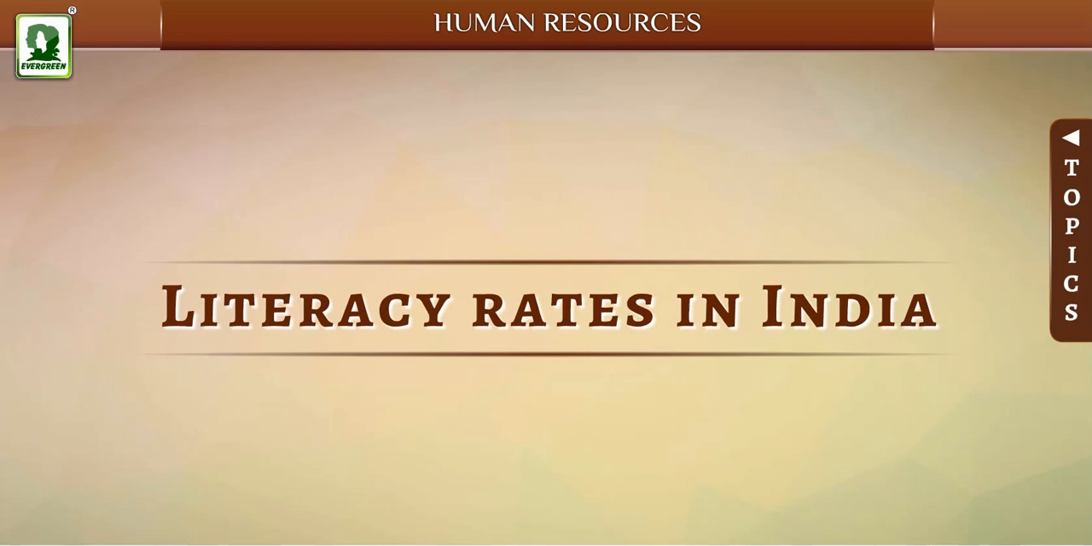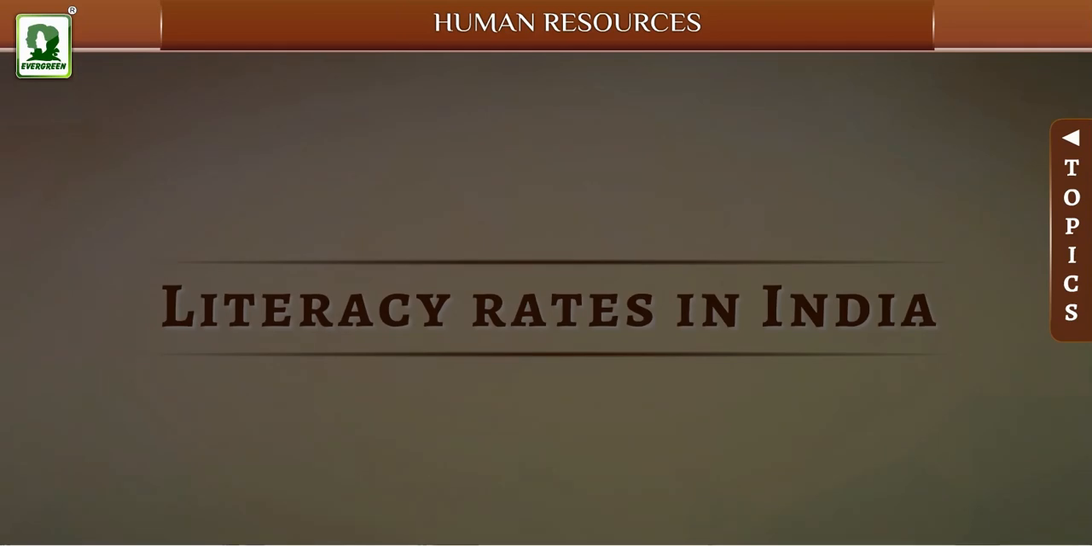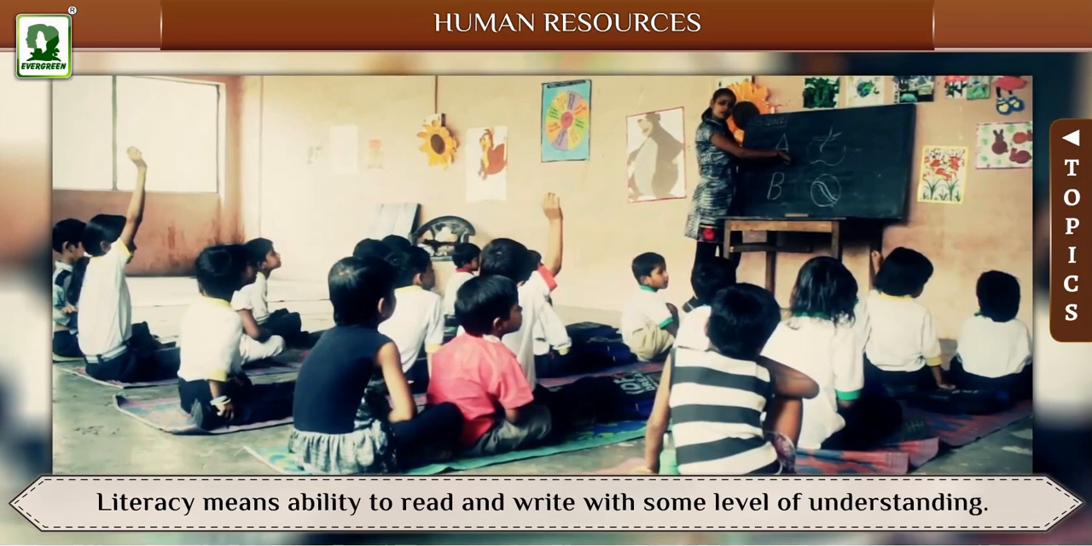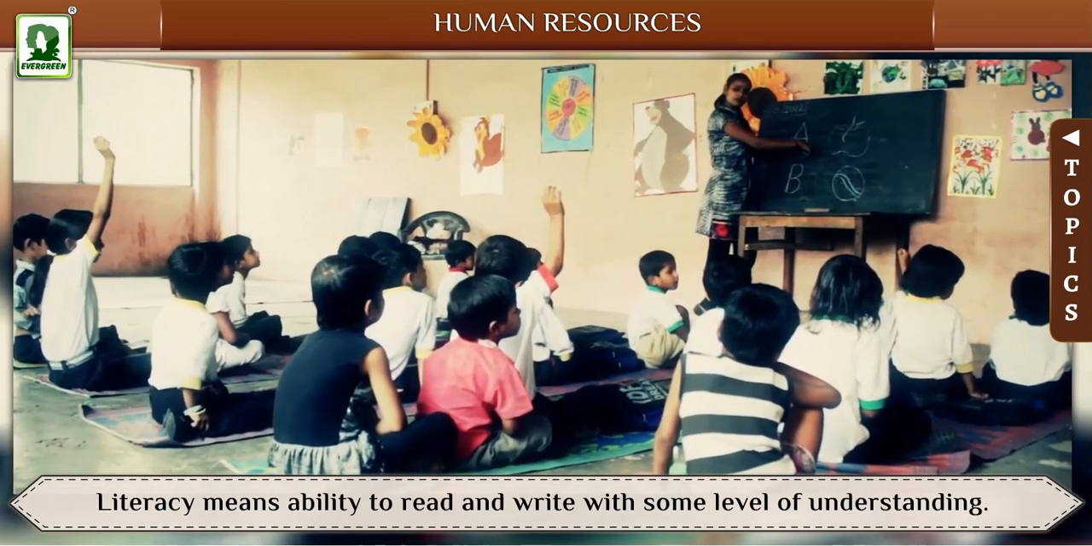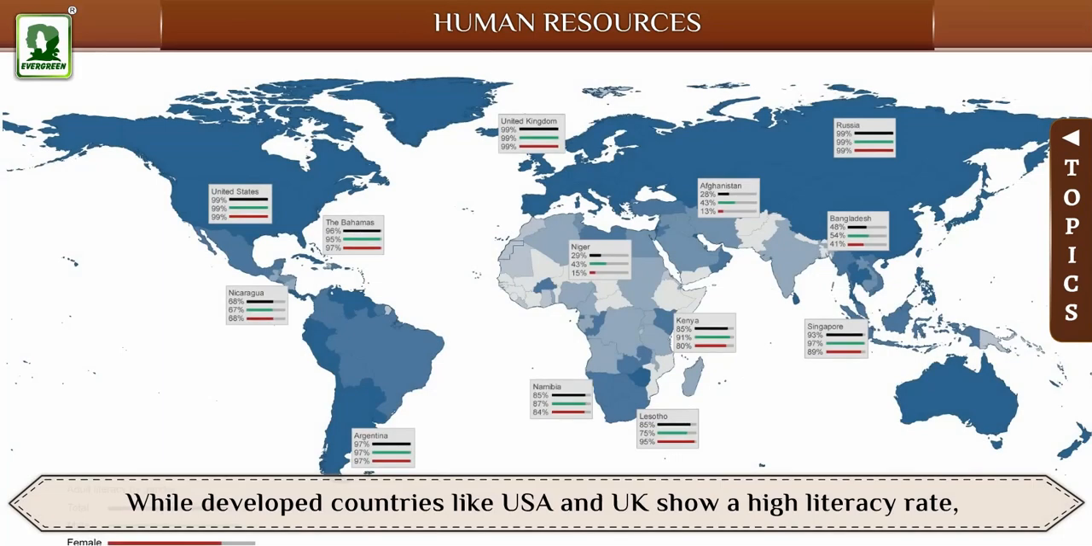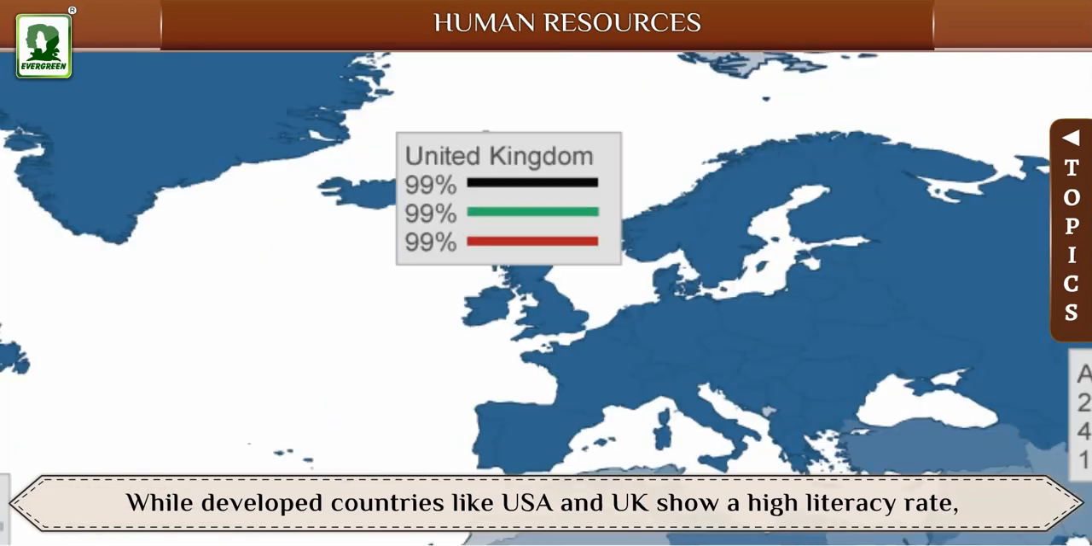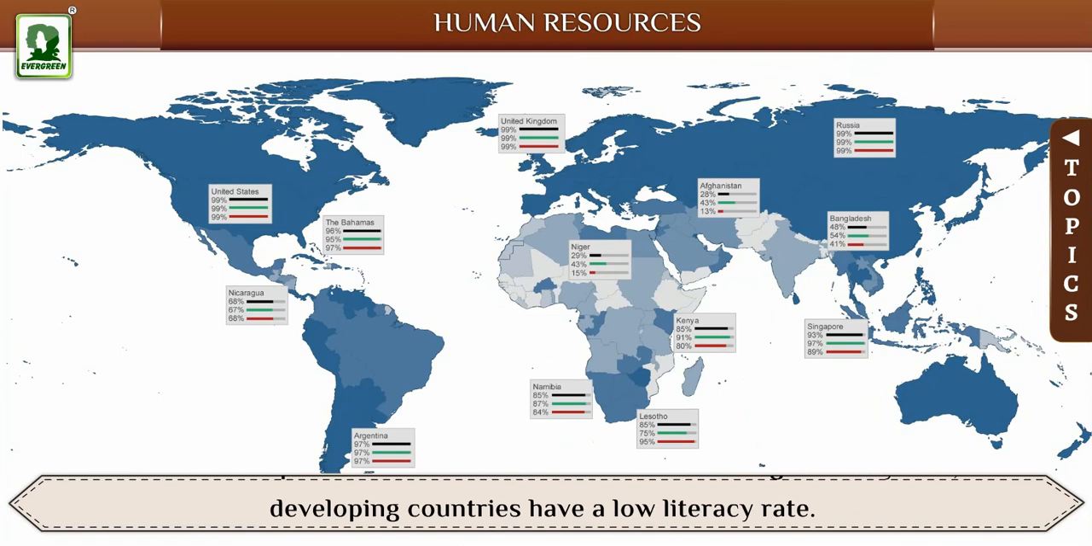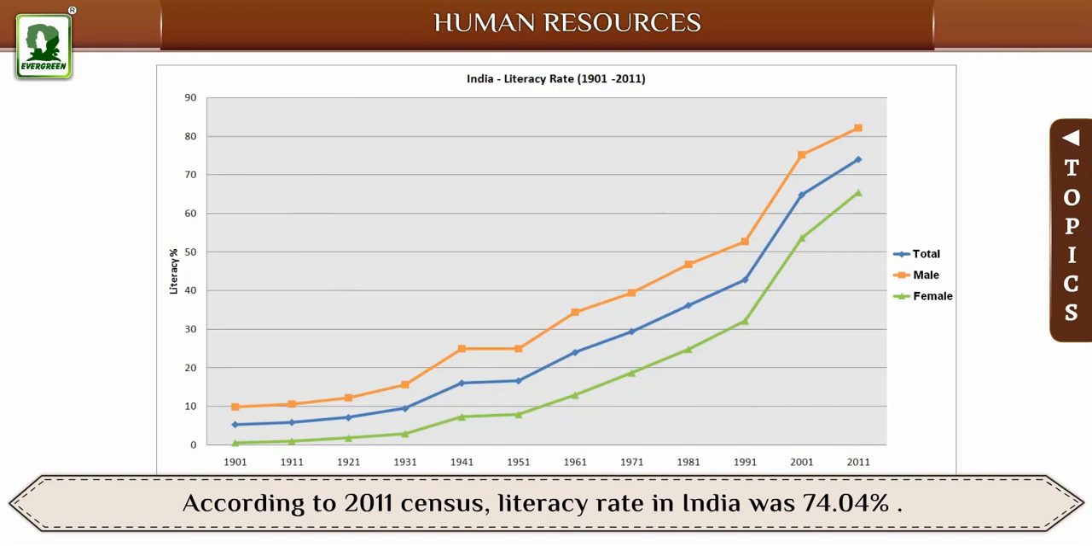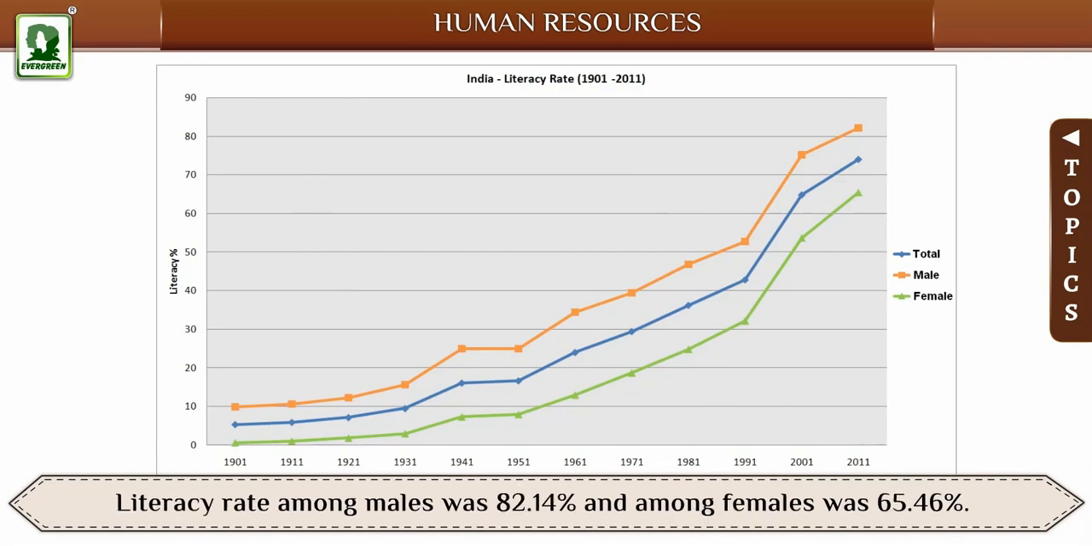Literacy rates in India. Literacy means the ability to read and write with some level of understanding. While developed countries like USA and UK show a high literacy rate, developing countries have a low literacy rate. According to the 2011 census, the literacy rate in India was 74.04%. Literacy rate among males was 82.14% and among females was 65.46%.